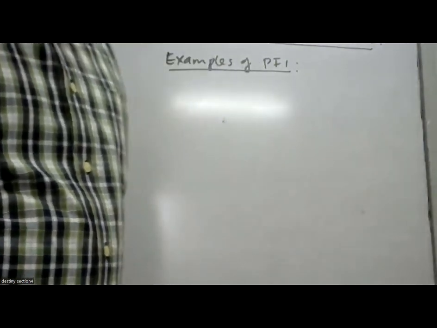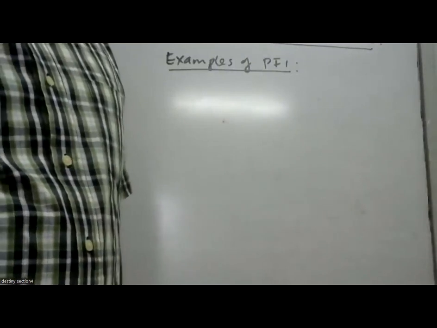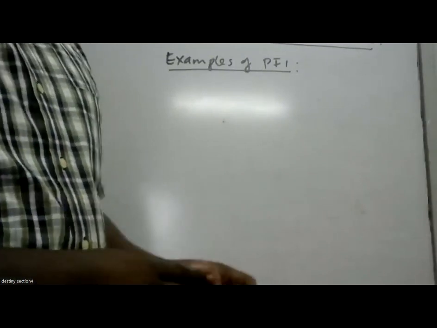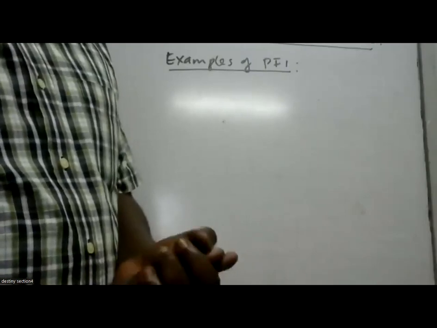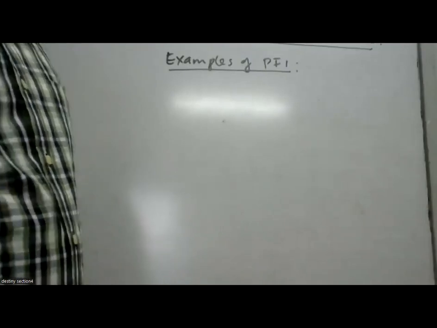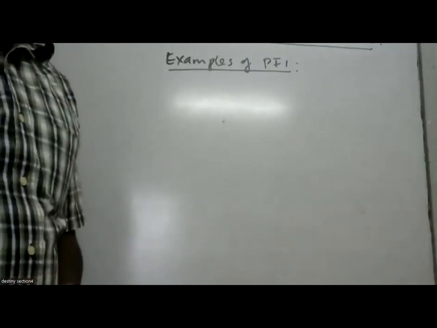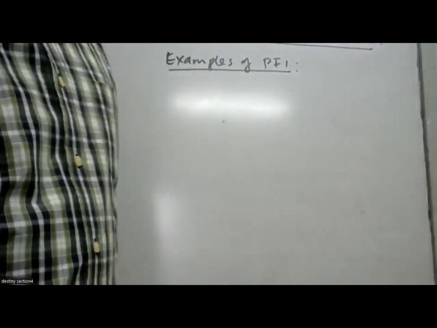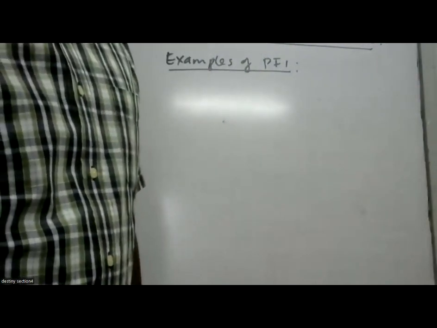Number three, projected earnings of an entity. Number four, projected statement of financial position. Number five, capital budget in respect of fixed assets.